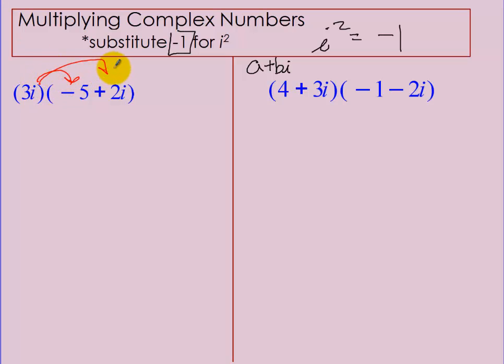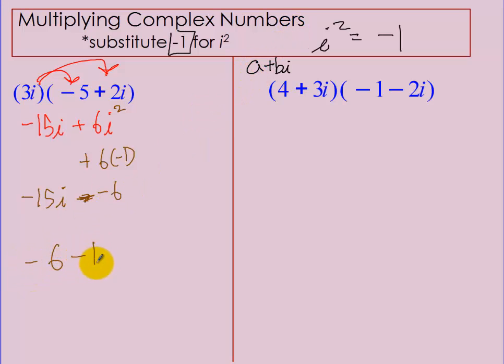I'm going to distribute this 3i to both these terms. So you get negative 15i plus 6i squared, excuse me, because i times i would be i squared. Well, 6i squared is the same thing as 6 times negative 1, which is going to be negative 6. So I have negative 15i minus 6. I'm going to rearrange that because I want the a term first. So it'll be negative 6 minus 15i. That's my answer there.